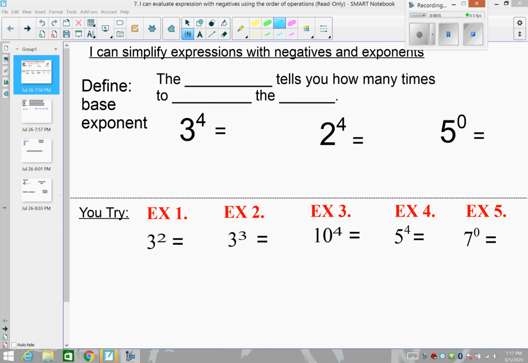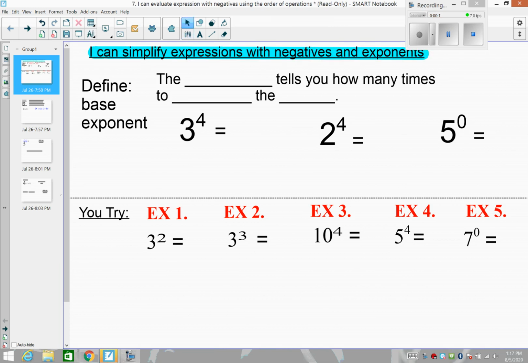Hey, math friends. So our learning target today is I can simplify expressions with negatives and exponents. So let's first talk the language of what is an exponent. You know what a negative is. We've been working through integers for the last few lessons. So let's tackle that concept of what is an exponent.